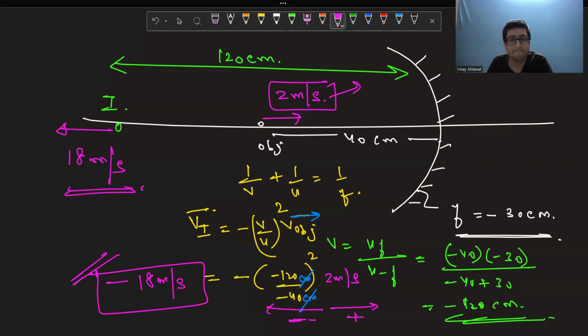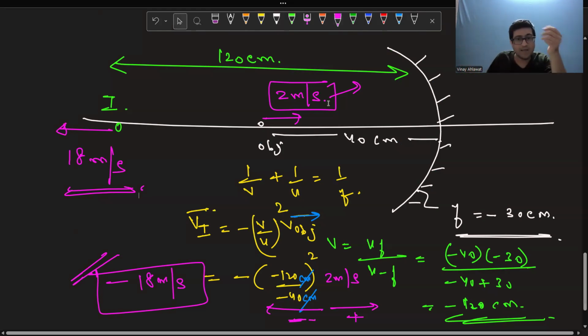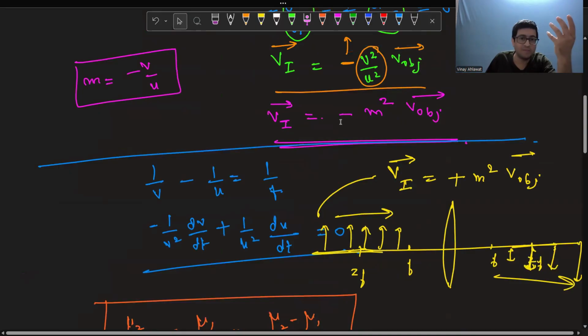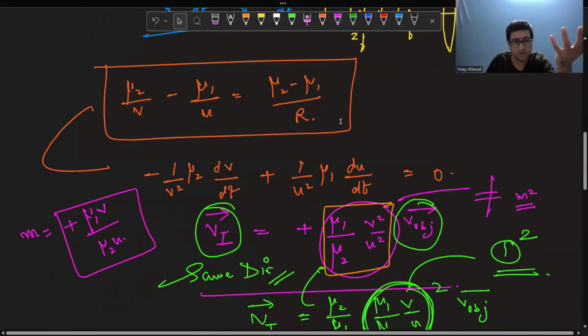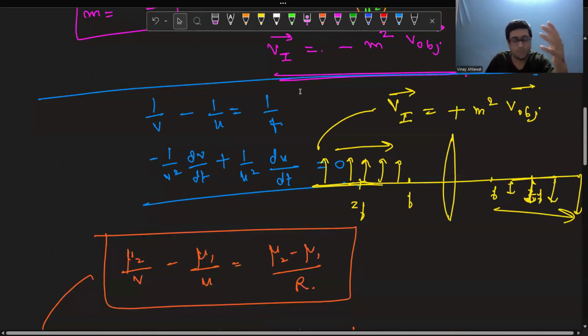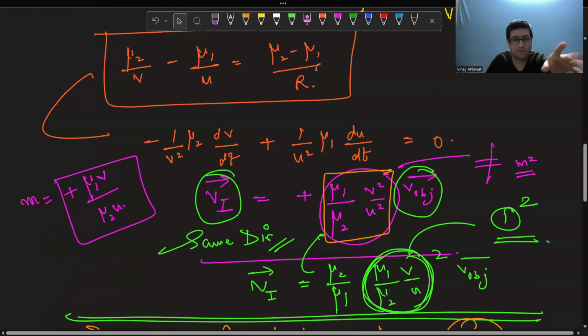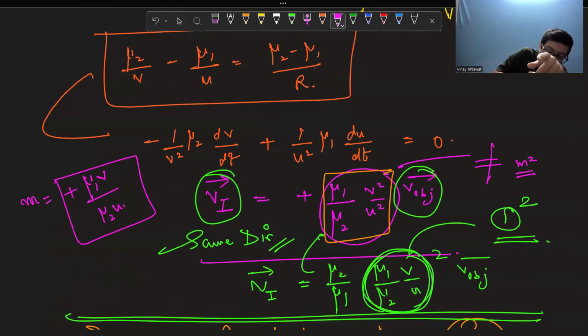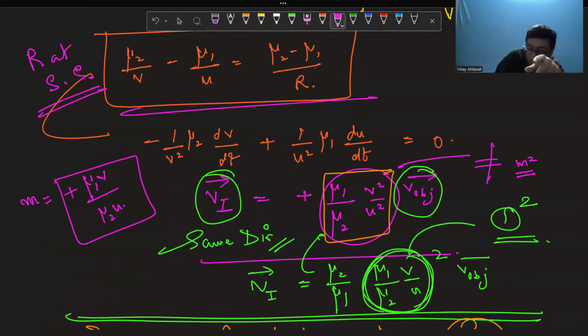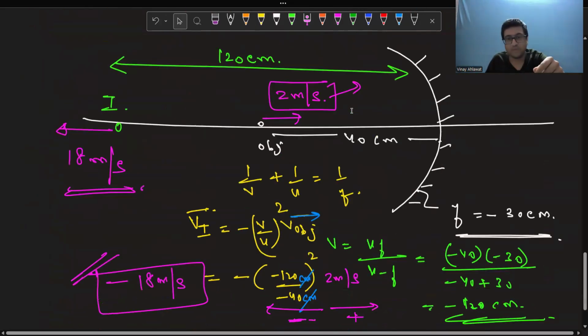Agreed? Now, whatever I did with this mirror equation, you can do exactly the same thing for a question with lens. I'm not going to do that. You want to practice? You can do this for the lens equation. You can also take another question for refraction at spherical surface. This one also. Agreed or not? This is one question done.